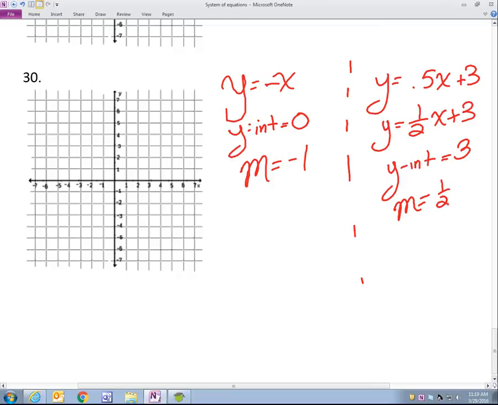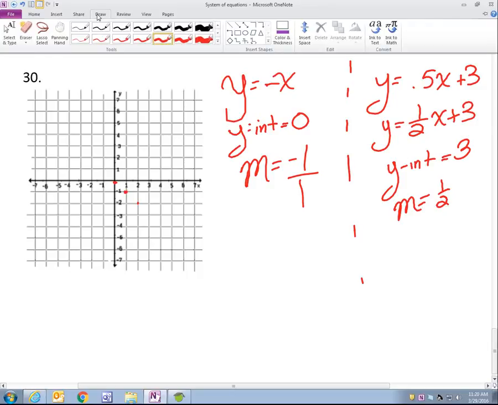You do have to set this up every single time so you don't make any silly mistakes. I'm telling you, do that so you don't make any silly mistakes. I want you to look at your own y-intercept and your own slope before you start doing any lines. So for the first one, the y-intercept is 0. My slope is -1, so that's -1 over 1. So down 1 over 1, down 1 over 1.